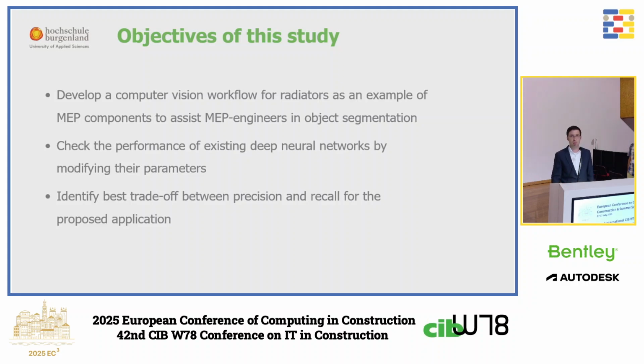So to achieve these objectives, we first have to develop a computer vision workflow and take a component as an example. We decided to take the radiators as an example because it's a common component in MEP systems. It's visible and it has a simple geometry, for objects to support MEP engineers in object segmentation. Then we wanted to check the performance of our trained model against existing deep neural networks. And finally, we want to identify the best trade-off between precision and recall for our proposed application.